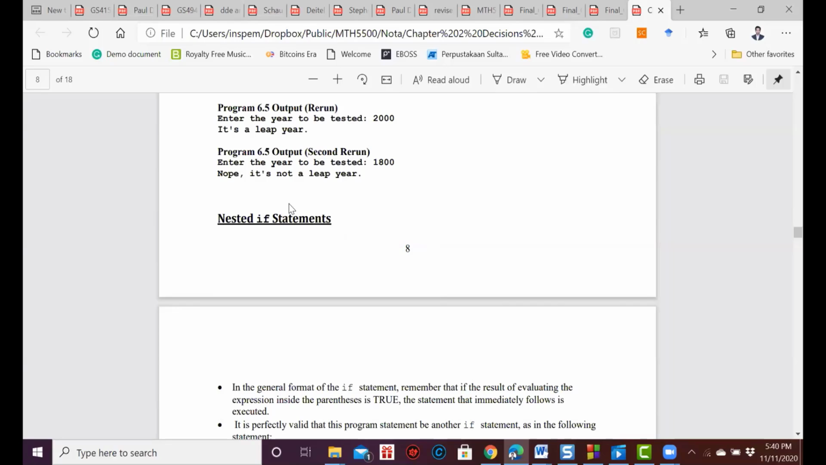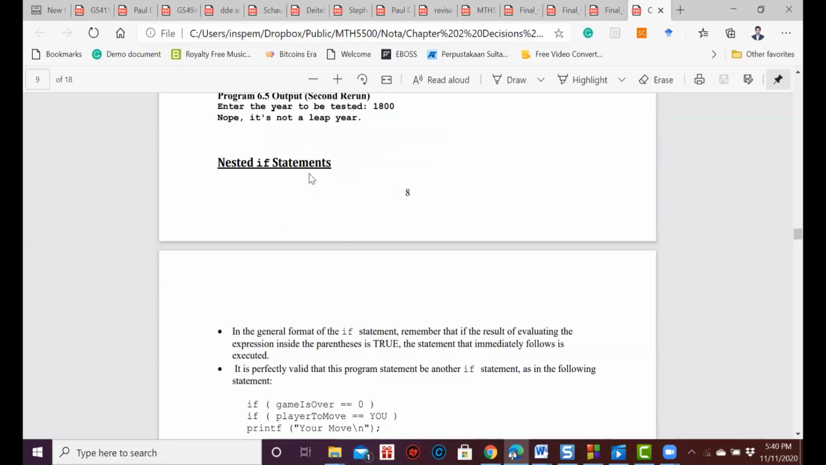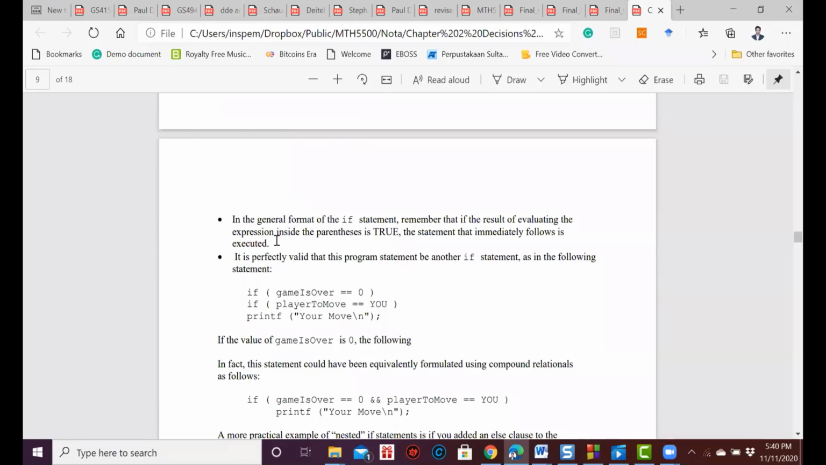So we go to the nested if statement. In Malay, it is if bersarang. Now, in the general format of the if statement, remember that if the result of evaluating the expression inside the parenthesis is true, the statement immediately following is executed. This is the same as what we have discussed just now. This one is very straightforward. So it is perfectly valid for this program statement to be another if statement as the following statement.